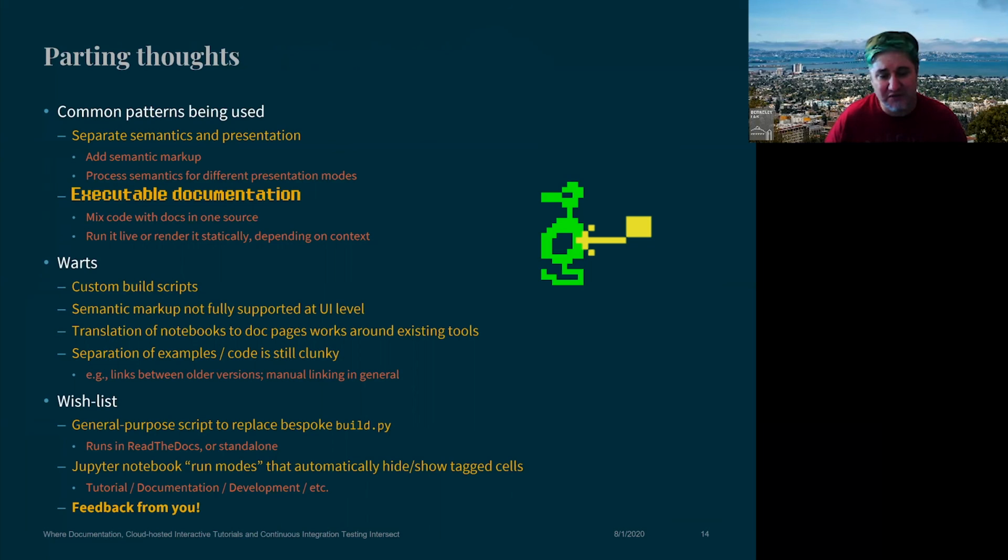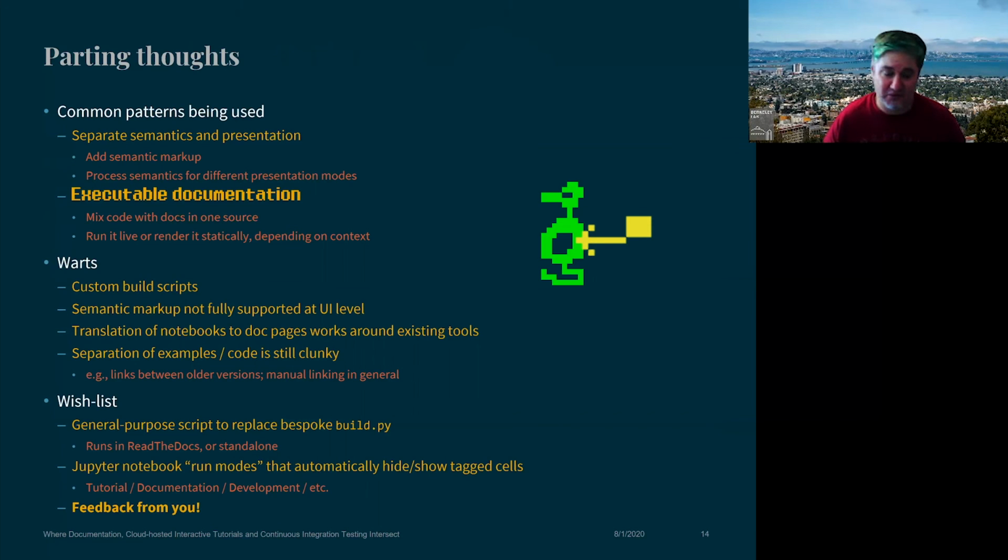And then for translation of these notebooks to doc pages, we had to do a few little tweaks here and there, and it's just enough that now we depend on our tools to work around some of the limitations of the existing connection between the Jupyter Notebook way of exporting things as HTML and the Sphinx way of dealing with exported versions of the example notebooks. And finally, and this is somewhat specific to this project, the separation of the examples and the main code documentation is somewhat clunky.